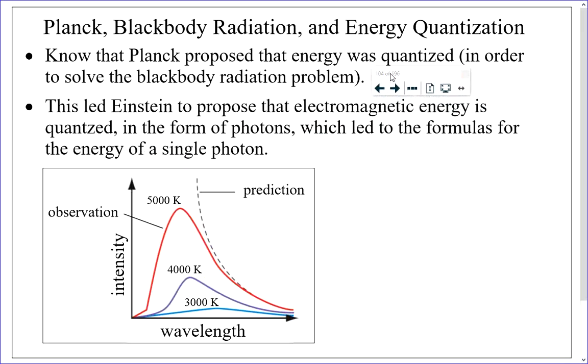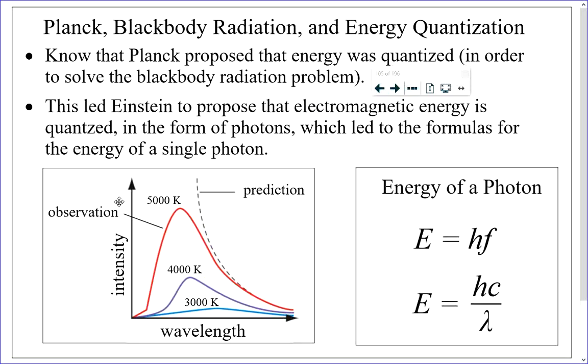It was Einstein that actually took this a little bit further and said not only is energy, in a general sense, quantized, but light energy specifically, or electromagnetic energy specifically, is quantized, and those quanta of energy are called photons. So the energy of a photon can be found by either the frequency of the electromagnetic radiation or by the wavelength. hf is the energy of a photon, or hc over lambda is the energy of a photon.